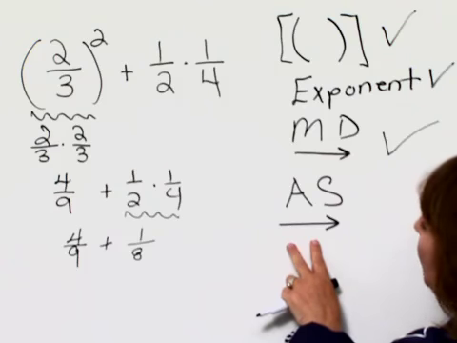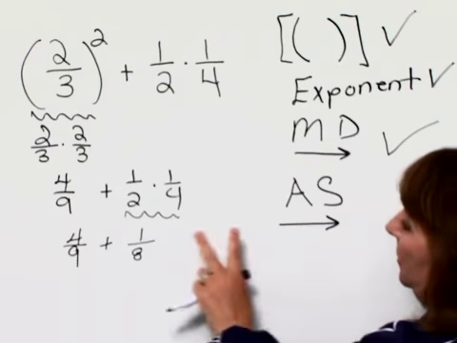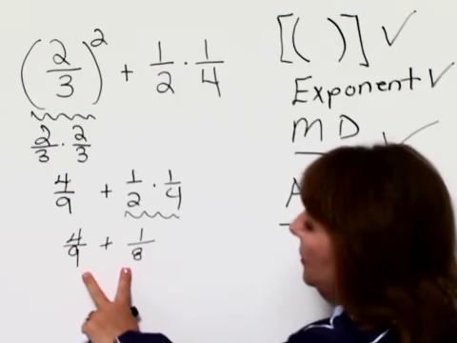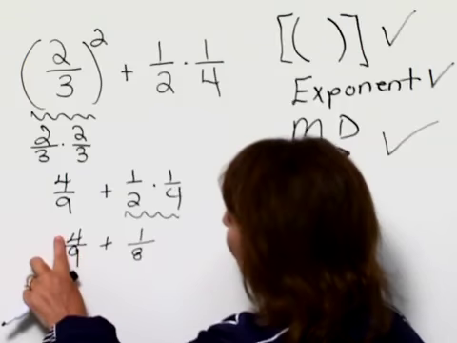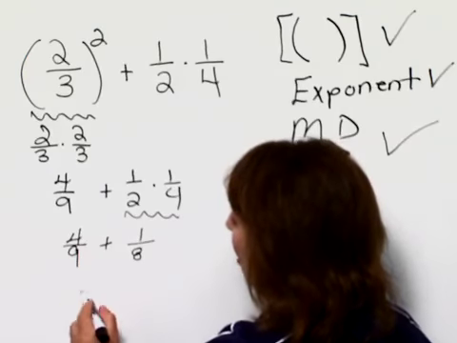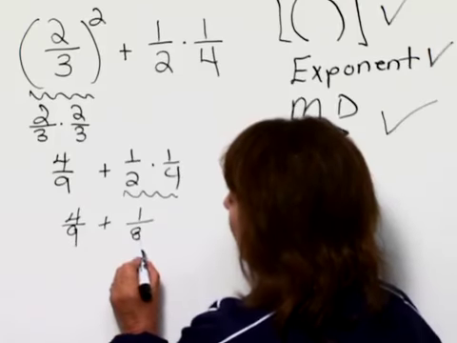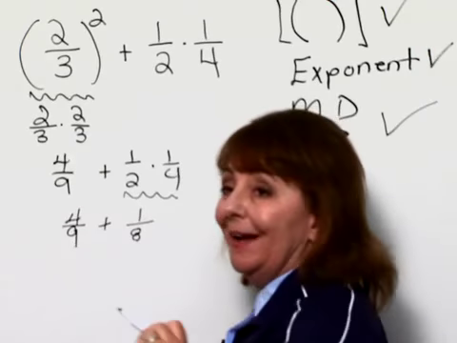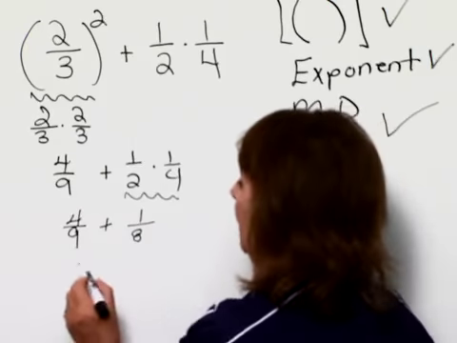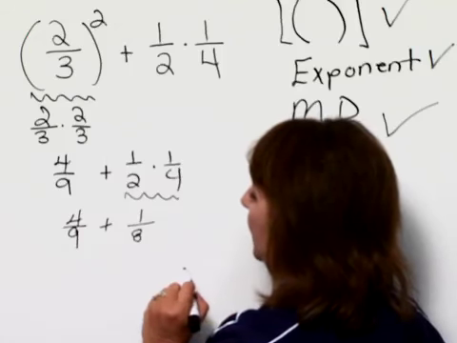Now on our list we see addition and subtraction next. And that's our last operation to do. So we're going to add 4/9 plus 1/8. Well, here our common denominator is 72. The smallest number that both 9 and 8 divide into is 72. And that's why our common denominator is 72.